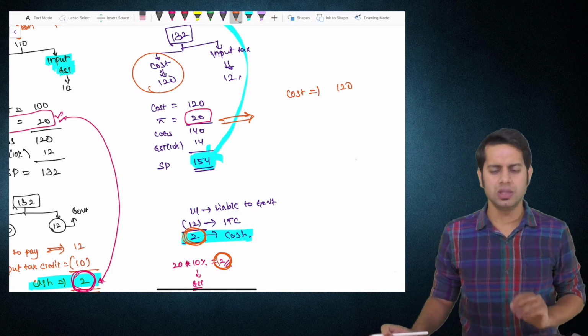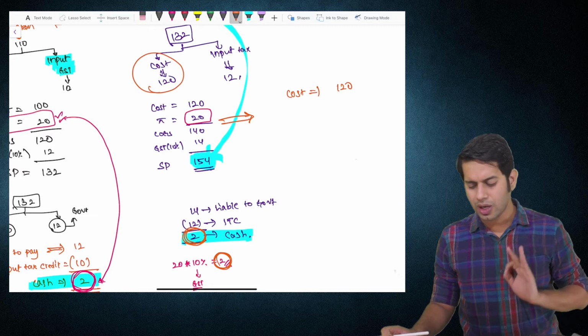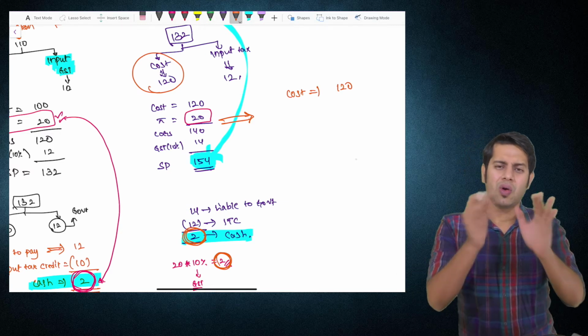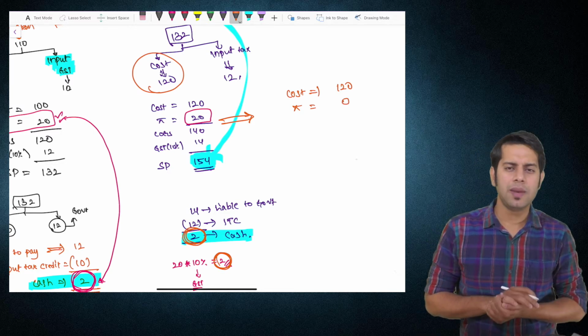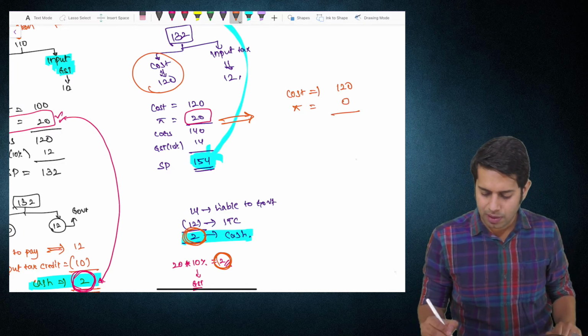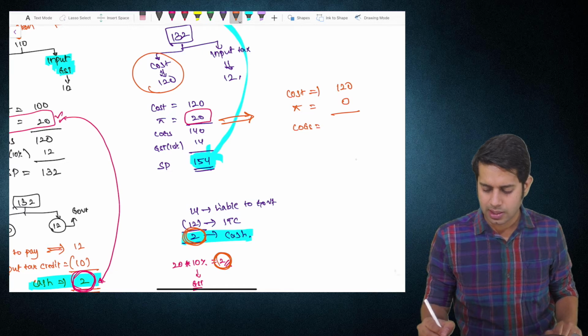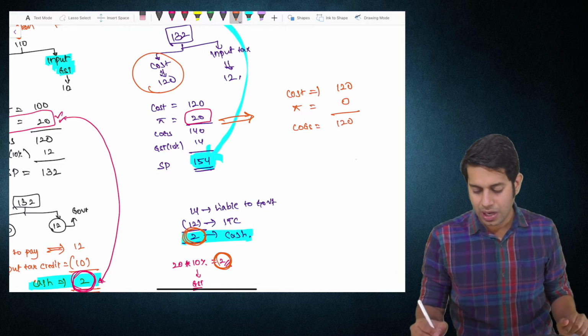So what he's doing is, no one is buying this product from the retailer. He's selling this product at cost only. So his profit is how much? The value addition made by him is 0. So what will become his cost of goods sold? The cost of goods sold will be 120 rupees.